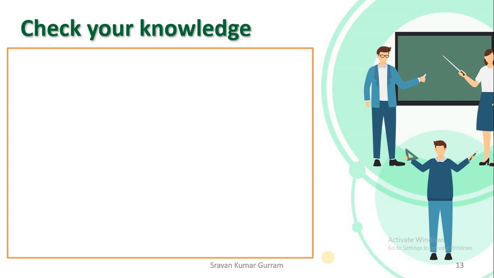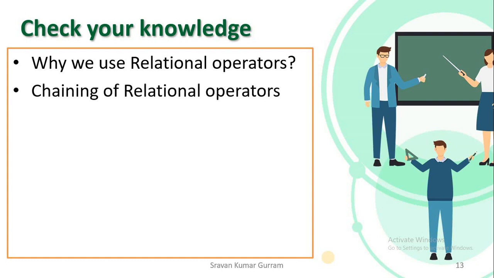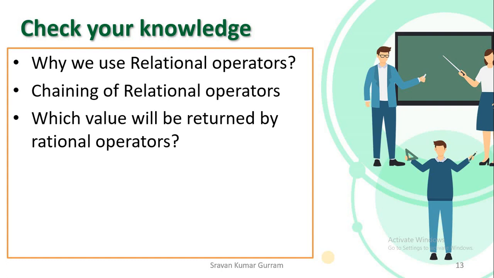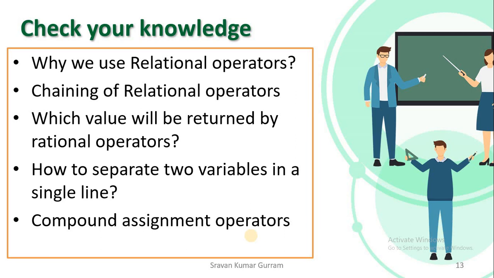Check your knowledge. What have you learnt from this video? Why do we use relational operators? Chaining of relational operators? Which value will be returned by the relational operators? How to separate two variables in a single line? How to implement compound assignment operators?